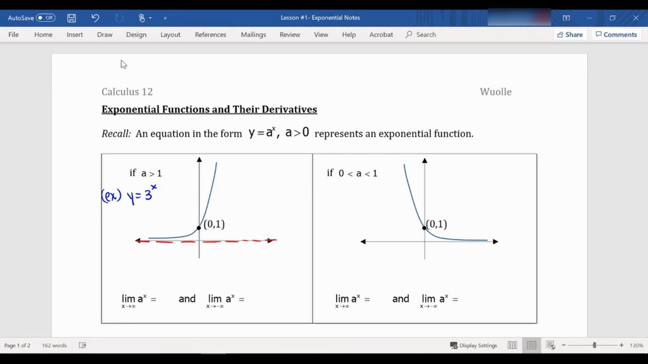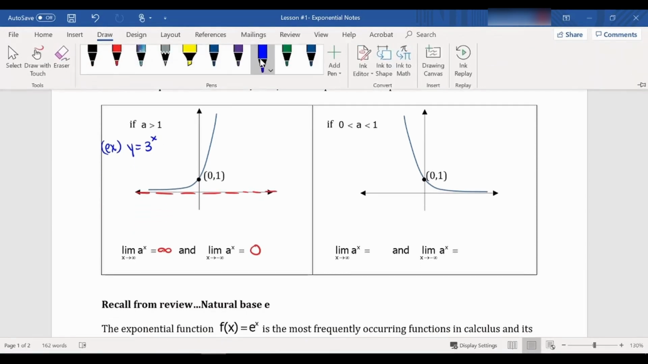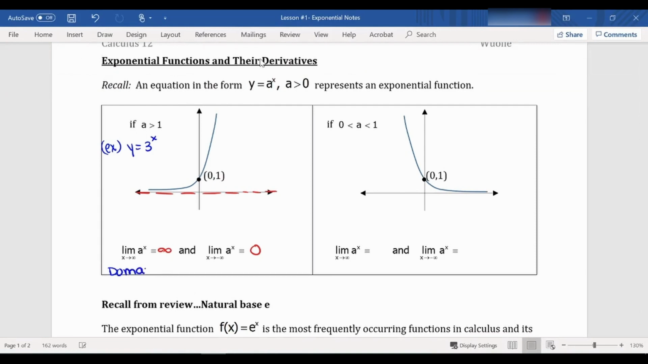And if we wanted to find the limit as x approaches infinity, then this limit would be infinity because as we head to the right on this graph, it goes up forever. And the limit as x approaches negative infinity, or as we head to the left forever, the limit would be 0. A reminder that our domain here is all real numbers, and our range would be y is greater than 0.